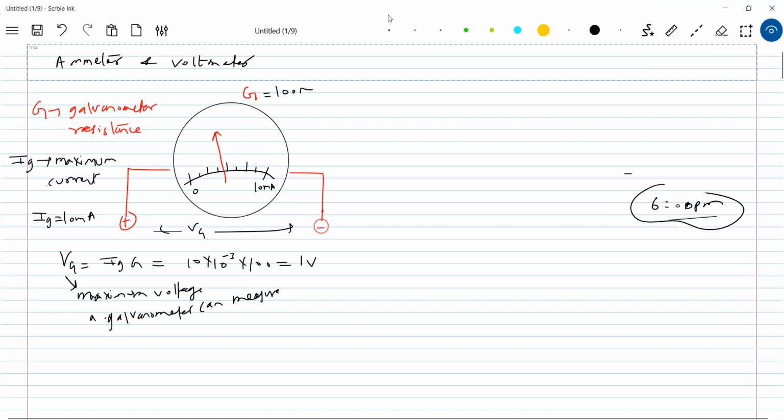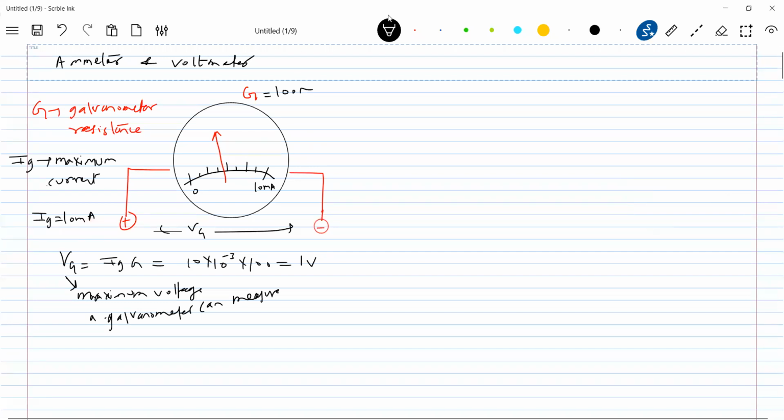So therefore, if I want to use this galvanometer to measure higher currents, or to measure higher voltages, I can't. So what is the limitation for this galvanometer? I can measure any current from 0 to 10 milliampere. What is the maximum voltage I can measure? 1 volt. Now how I can use the same galvanometer to measure higher currents, or higher voltages, is what the topic will be.